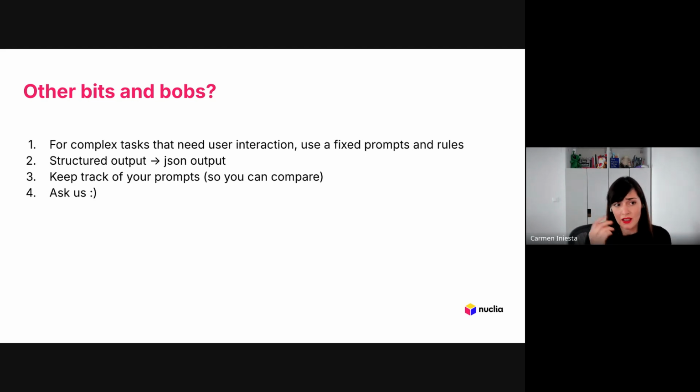Another thing is to use JSON output or function calling when you need a very defined, structured output. For example, from an invoice, I always need to get this part and this part. For this kind of recurrent task, using a structured output is the best. Also, I said it before, but I'll say it a million times, keep track of your prompts. This is very important. And the last one, ask us. We are always happy to help. We are happy to look into your problems, and it's also quite fun. So don't hesitate.